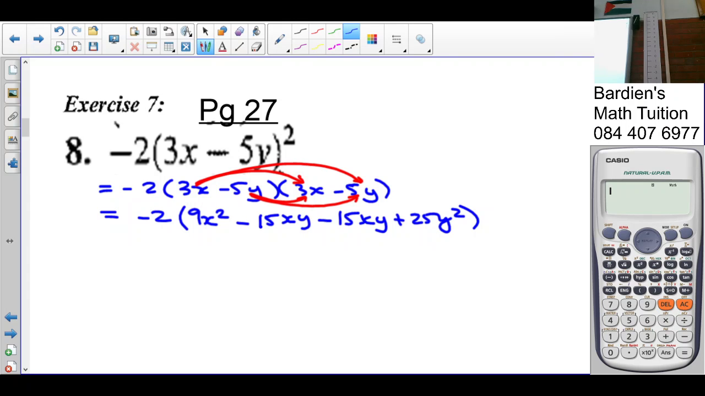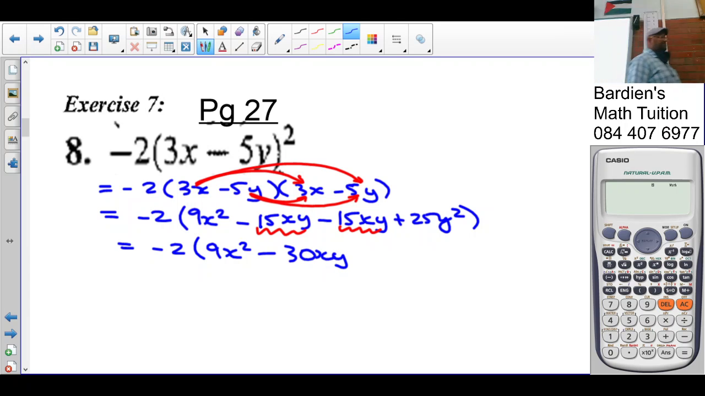So what do we do now? We add like terms. Or we could have multiplied the negative 2 in at this point. It doesn't matter. So you say negative 2 into 9x squared minus 15xy minus 15xy is what? Minus 30xy. I know some of you will cancel out. When will it cancel out? One is plus, one is minus. Same size but different signs. Okay? Plus 25y squared. So what do we do now?